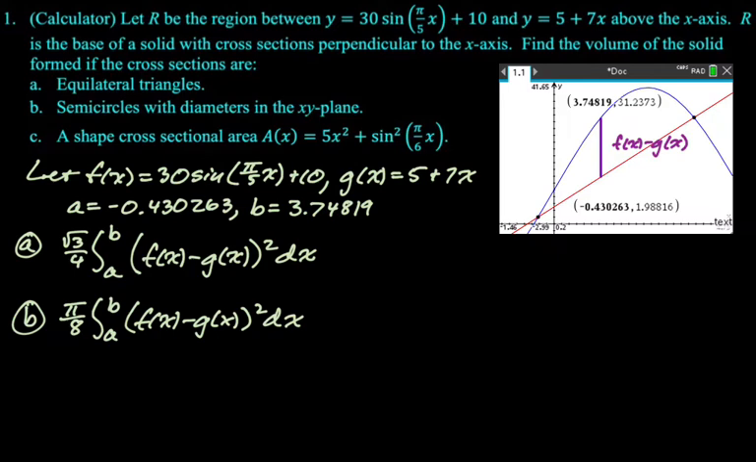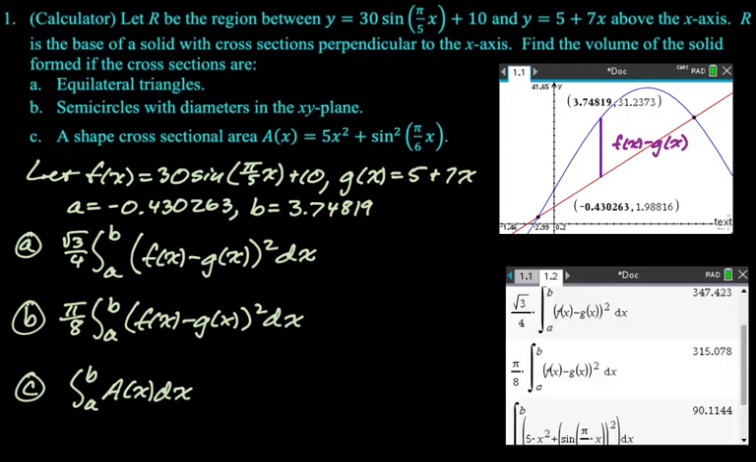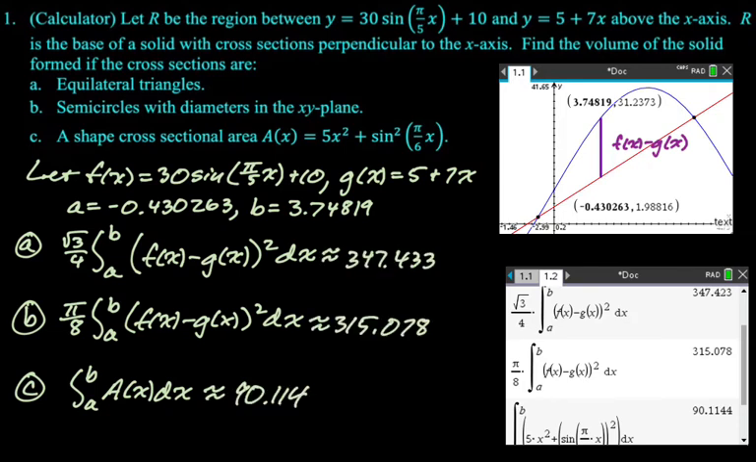Now for C, the shape has cross-sectional area A of x, which is 5x squared plus sine squared of pi over 6x. All we have to do is integrate the area of a cross-section, and we were given the area of a cross-section. So the answer to this is even easier. It's just the integral from a to b of A of x dx. Do I know what that shape is? Absolutely no idea. It doesn't really matter, though, because the calculator is just going to find the volume for us. So I did all the calculations, and I'm not going to make you watch, but each of them should get an approximately equal sign and 3 decimal places. Pretty good problem. It covers a lot of things that you definitely need to know.